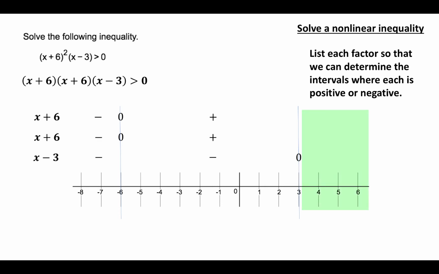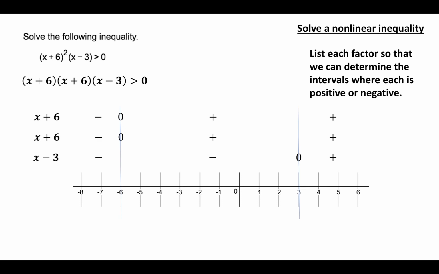Moving on to the region where x is greater than 3, if we were to substitute values that are greater than 3, such as 4, 5, or 6, into the factor x + 6, the result would be positive. If we substitute values such as 4, 5, or 6 into the factor x − 3, the result would also be positive. Now what we have to remember is what we are doing with each of these factors.